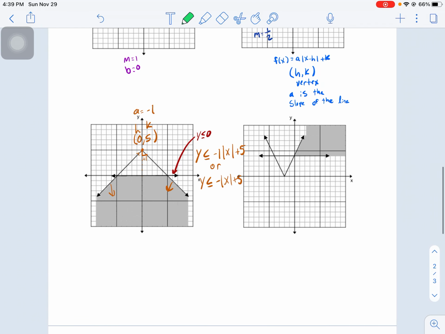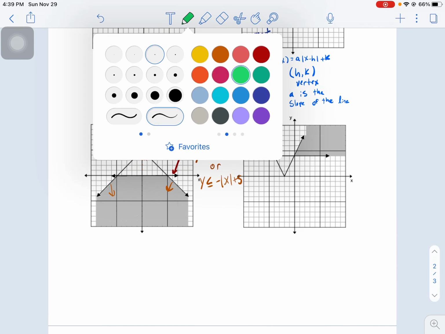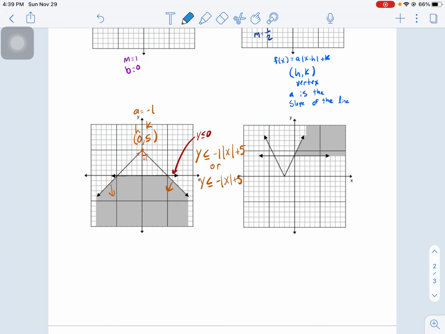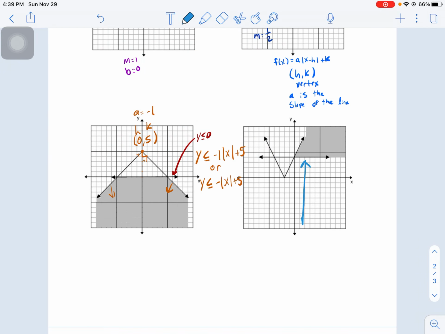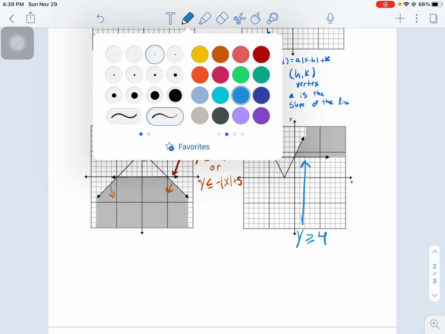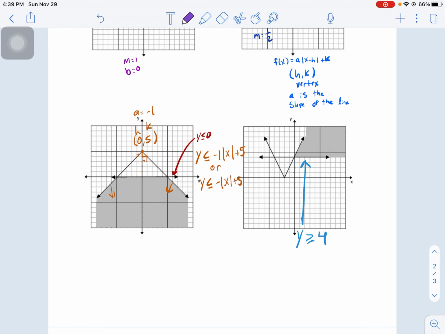And then finally for this last one, we got two lines again. This first line is y, and it's shaded above, so greater than or equal to 1, 2, 3, 4, so the line would be 4. On the other hand, we have another absolute value graph. The vertex of this absolute value is negative 2, 0. Our a value, or the slope, is up 1, 2, to the right 1.